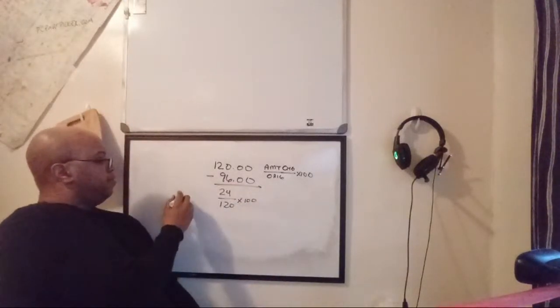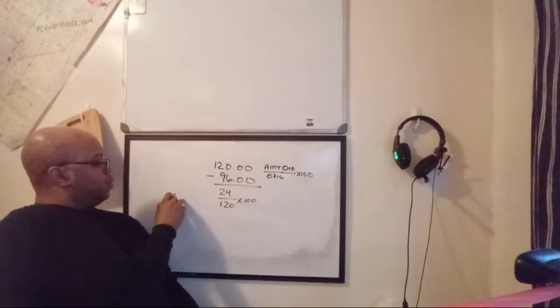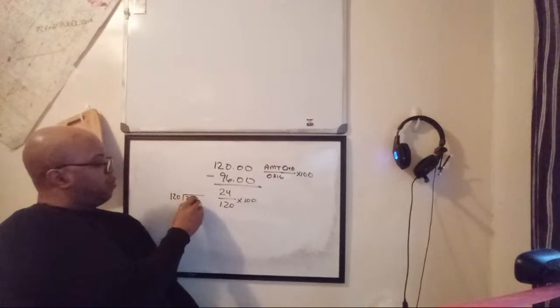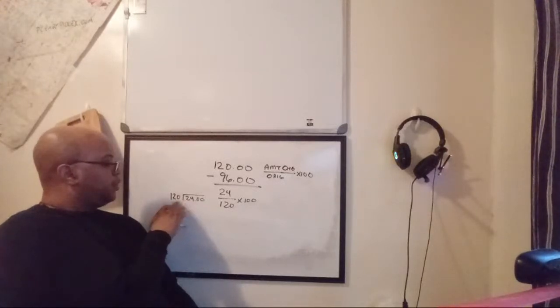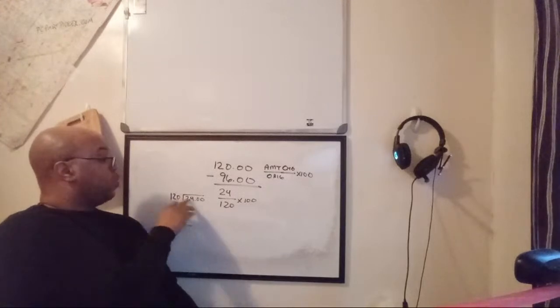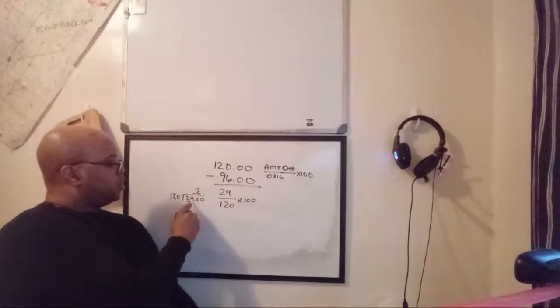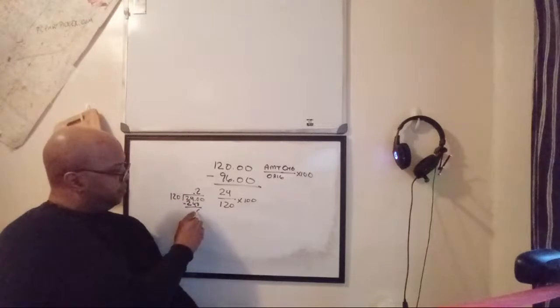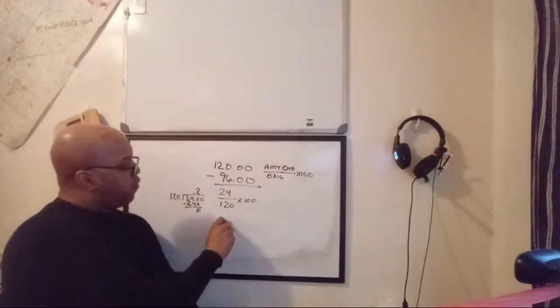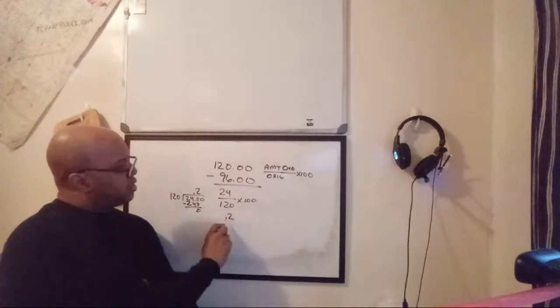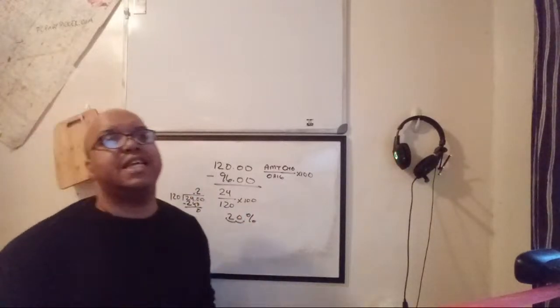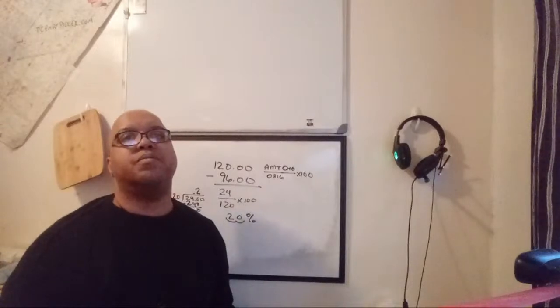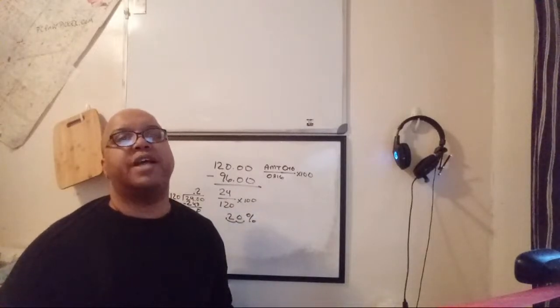So I'll put my 120 on the outside and my 24.00 there. 120 cannot go into 2. 120 can't go into 24. 120 can go into 240 2 times. So 120 times 2 is 240, and that leaves 0. Now, to go from the decimal to a percentage, the decimal must move 2 places to the right. So it was a 20% discount, and that's option B, or answer B.